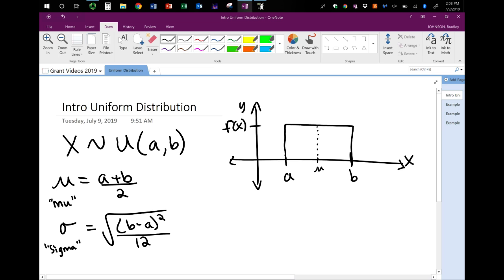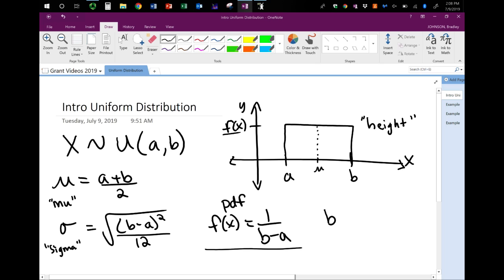Okay, now let's talk about that f of x. So you see how this is kind of like your height. You see how you have a rectangle there? This height is our f of x. Now f of x is really what's called the probability density function, our PDF. F of x comes from 1 over b minus a. Okay, we're going to use this value. Now x is always between a to b, okay? Our starting and our ending point.